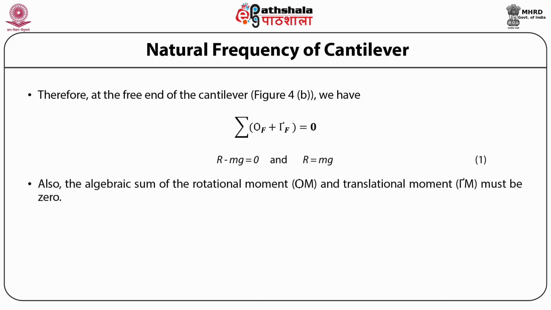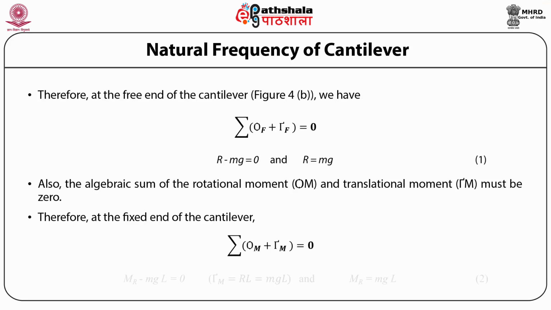Also, the algebraic sum of the rotational moment phi m and the translational moment lambda m must be 0. Therefore, at the fixed end of the cantilever, summation phi m plus lambda m is equal to 0. This implies Mr minus Mgl is equal to 0, as lambda m is equal to Rl, which is equal to Mgl, as R is equal to Mg. So the equation becomes Mr is equal to Mg into L.